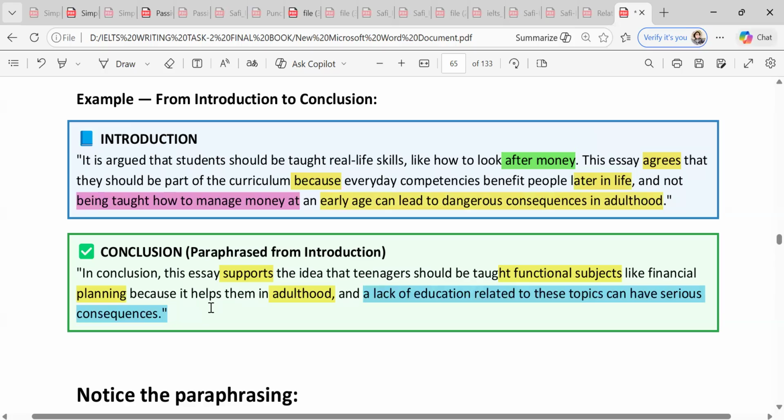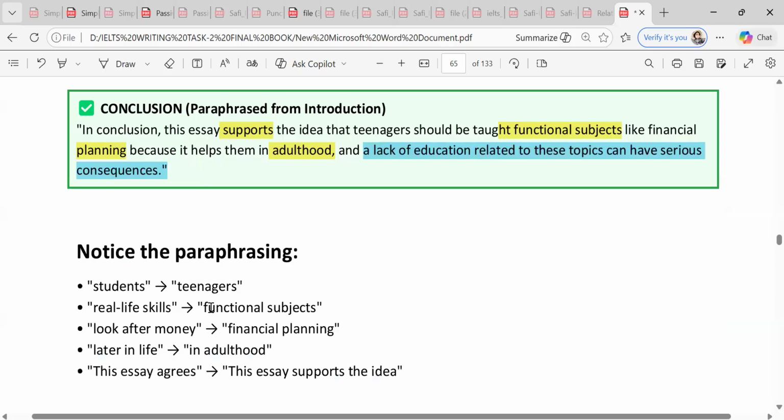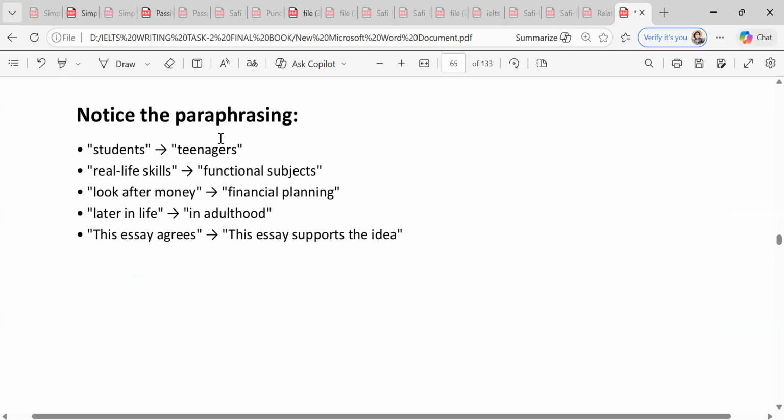But in the conclusion paragraph, as I told you, we only summarize. We never introduce new ideas. Same ideas, we summarize the introduction portion. Now notice the paraphrasing: students became teenagers, real life skills became functional subjects, look after money became financial planning, later in life became adulthood. This essay agrees, this essay supports the idea.